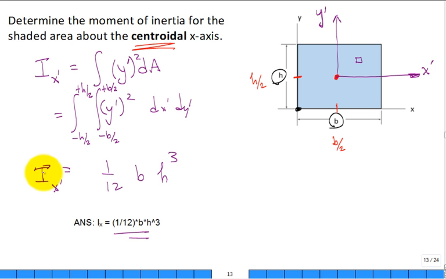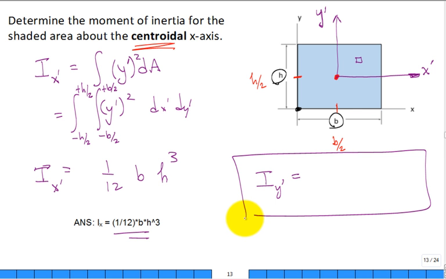1/12 b h cubed. Here's a question. What is I y prime equal to? I'm going to walk around and see if you can tell me what that is without doing a whole lot of calculus, doing a little bit of an analogy. And so this would be 1/12 of the h, which is the dimension along that parallel to that axis, times b cubed.